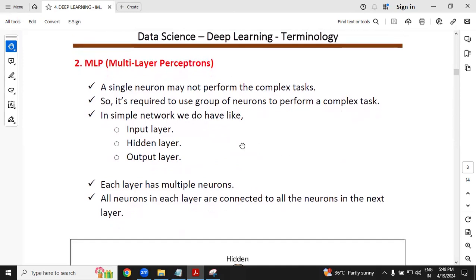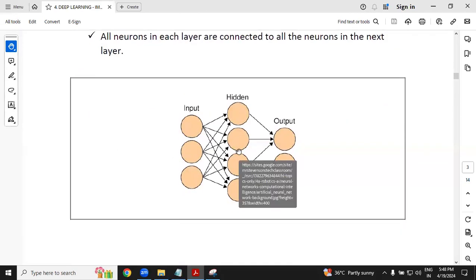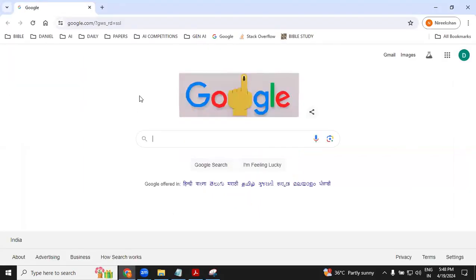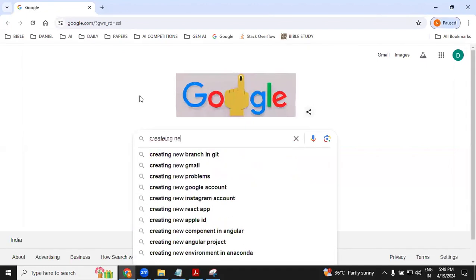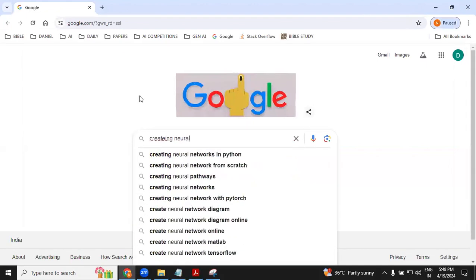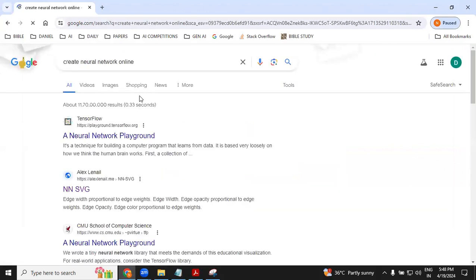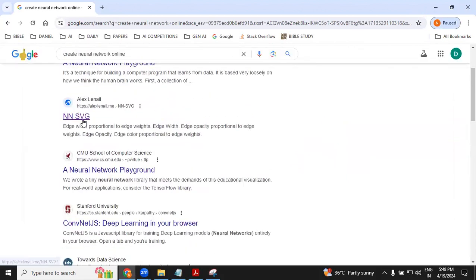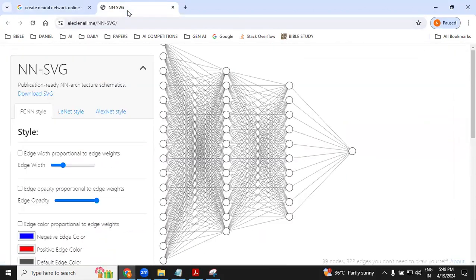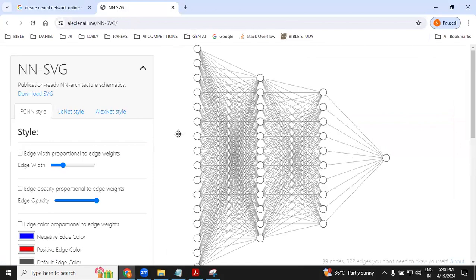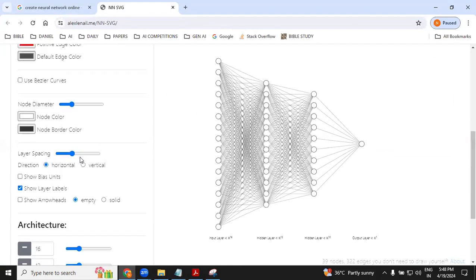Let me repeat again. Hidden layer, it can be multiple layers. Do you want to create this network? We can create it online also. Hold on, I will show you how to create it. Generally we never create this in real time. Let me search: create a neural network online. Yes, this is a good website. Let me show you how to create it.